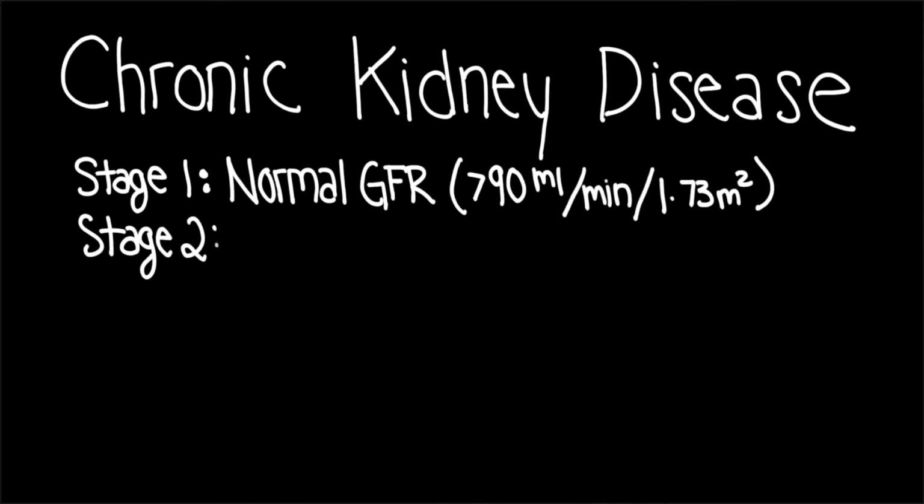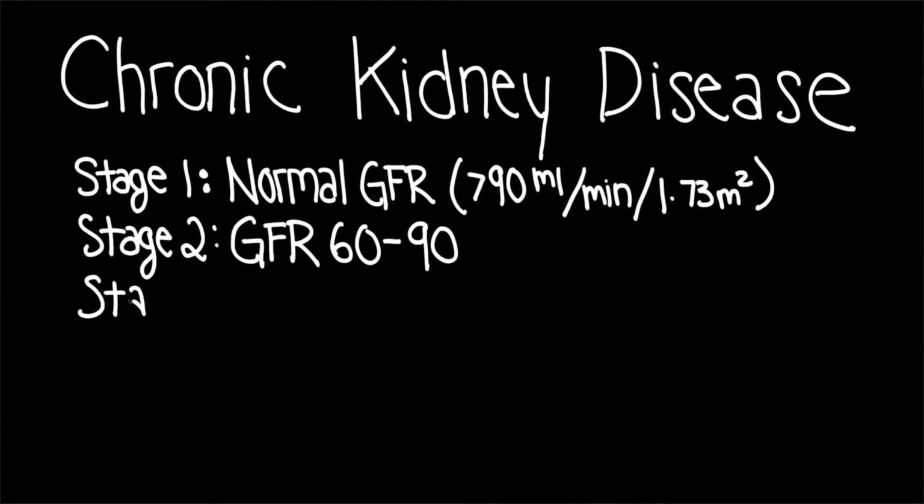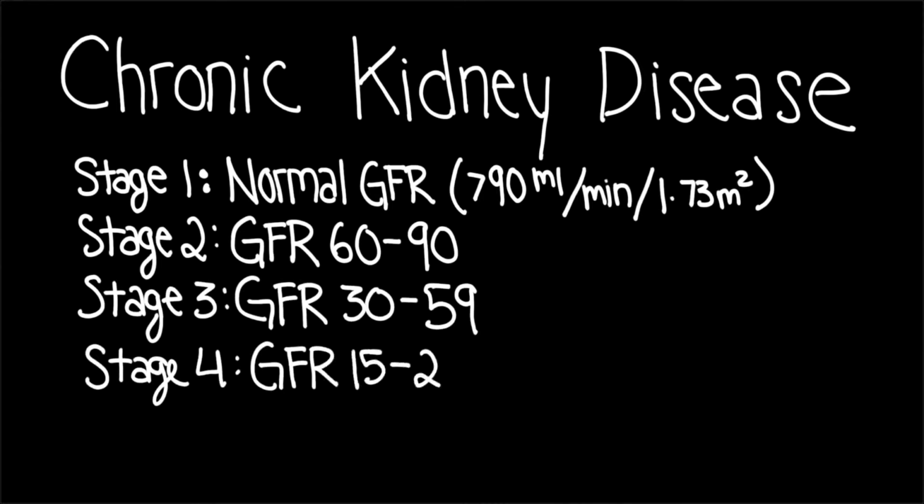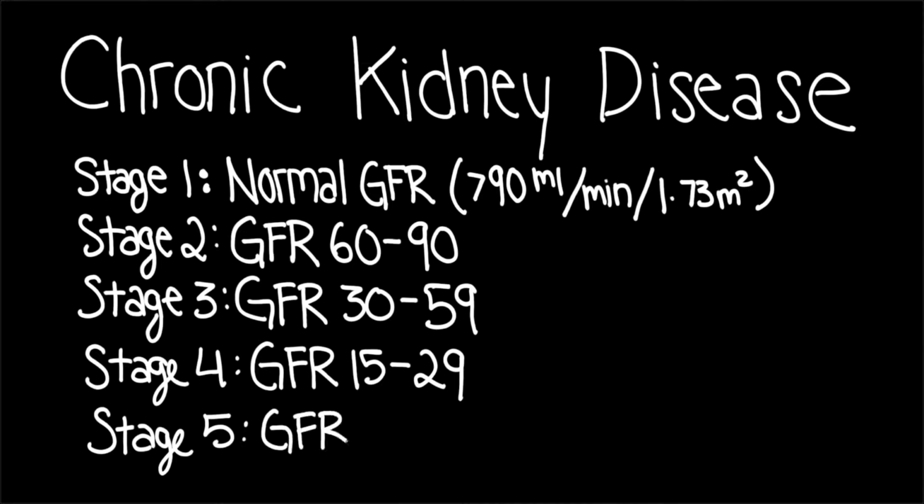Now stage 2 is GFR of 60 to 90, stage 3 is GFR of 30 to 59, stage 4 is 15 to 29, and stage 5 is GFR less than 15.